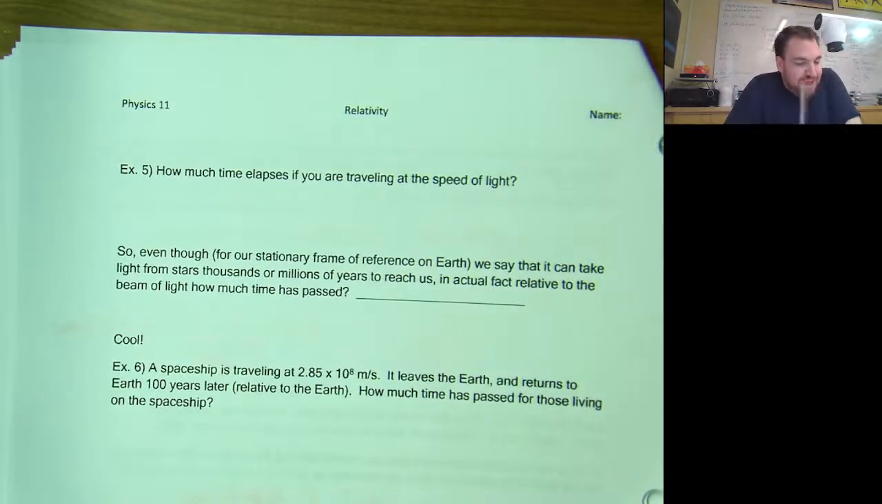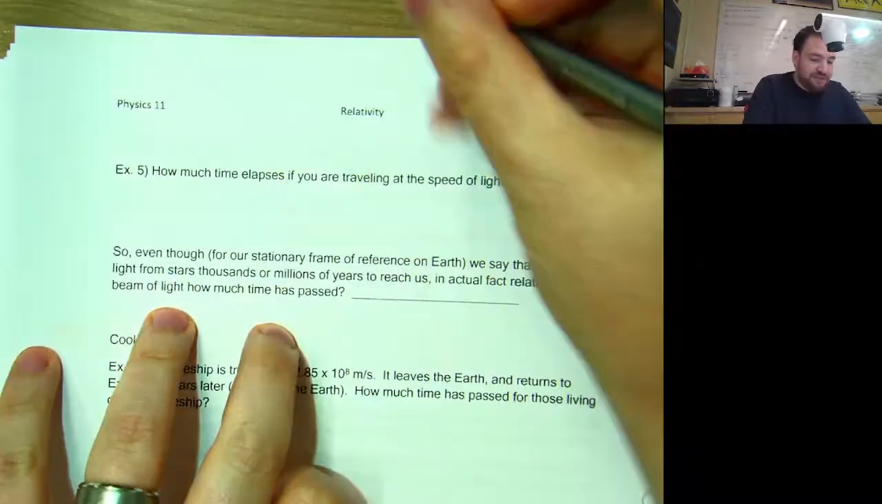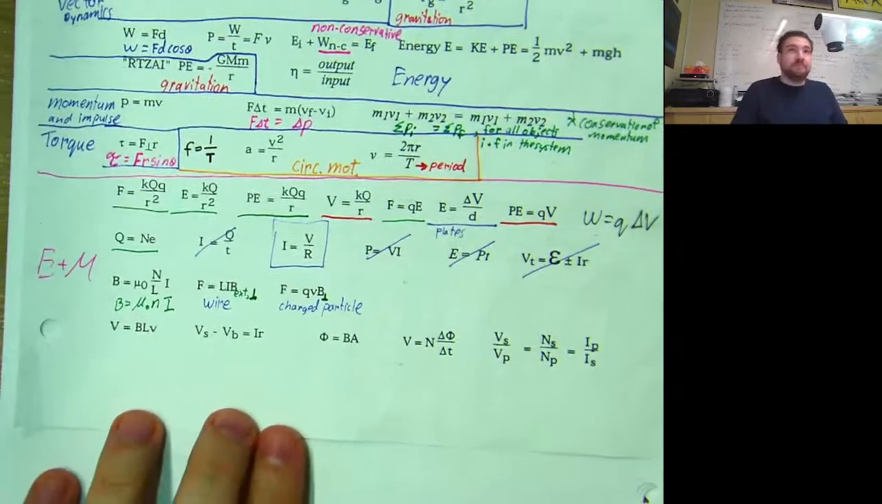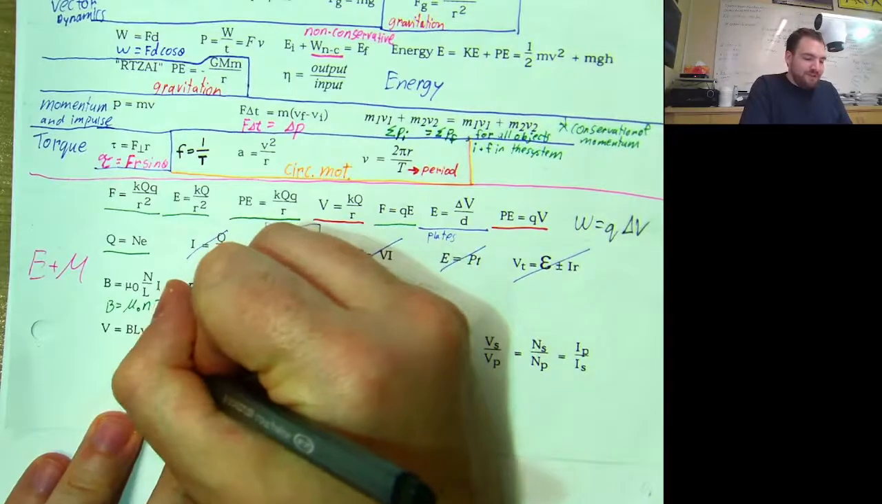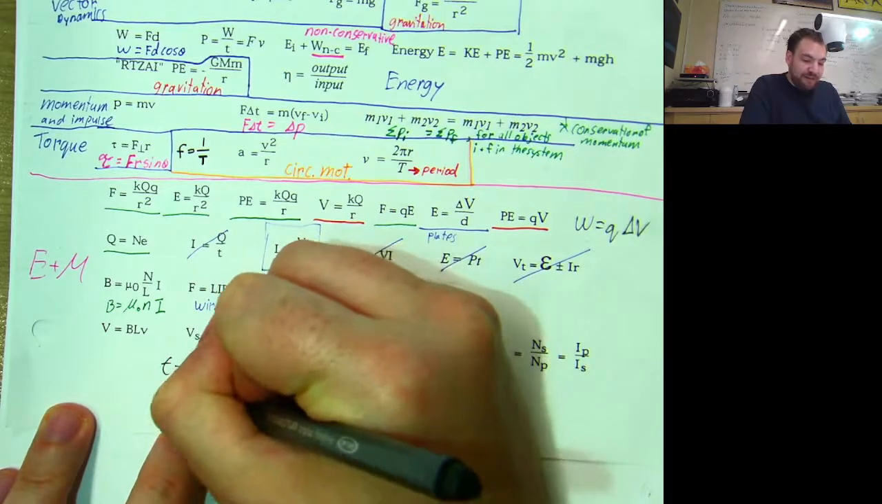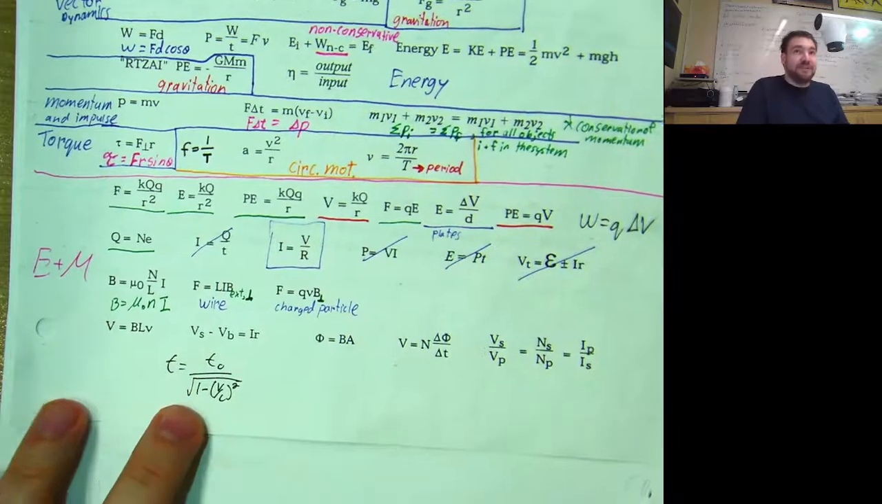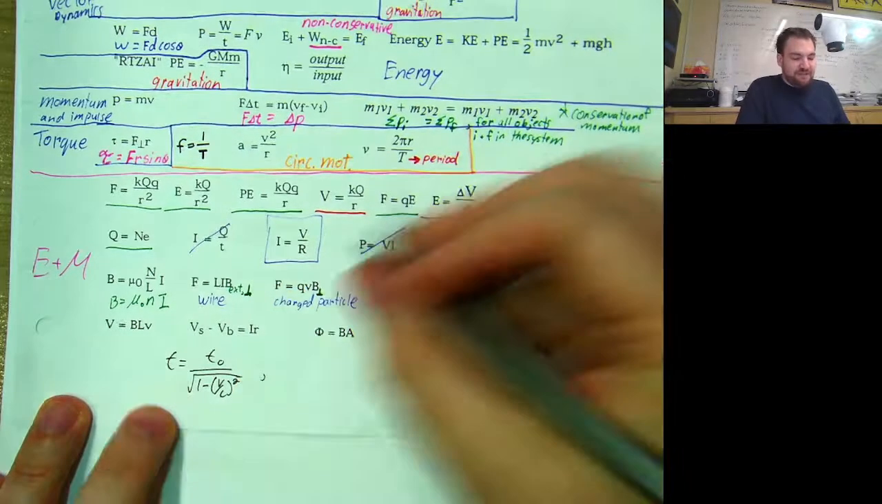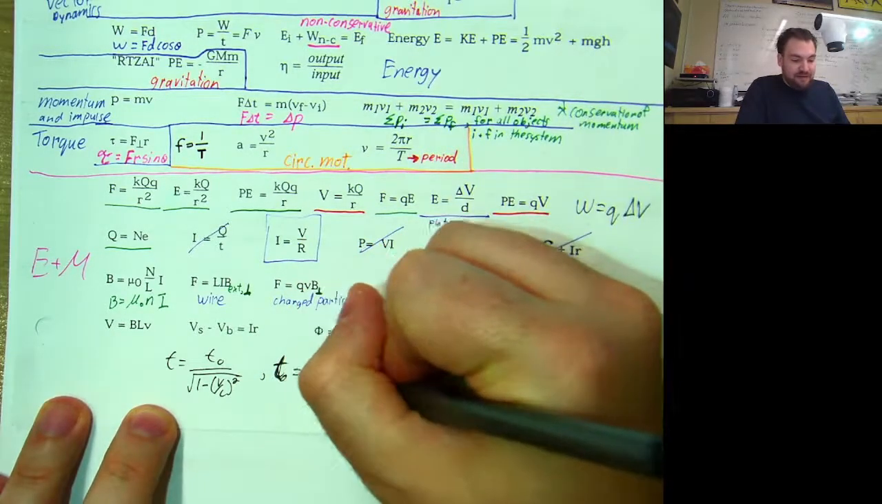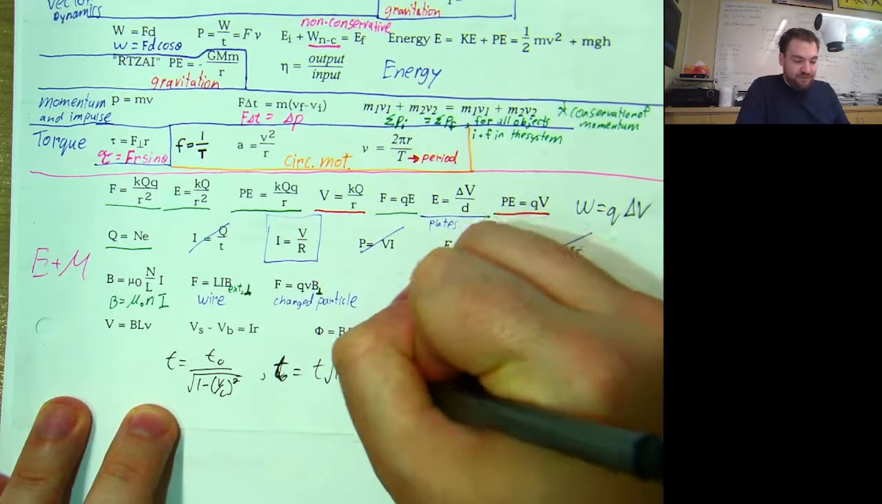Here's another question. How much time passes if you're traveling at the speed of light? Well, it's the same thing. We've got how much time passes for you if you're traveling at the speed of light. So we're going to use this equation. Go to your formula sheet. We're going to toss these on here. T equals T0 over the square root of 1 minus, write it like this, (V over C) squared. Toss that down there. And then its neighboring equation, T0 equals T times the square root of 1 minus (V over C) all squared. Toss those on there.